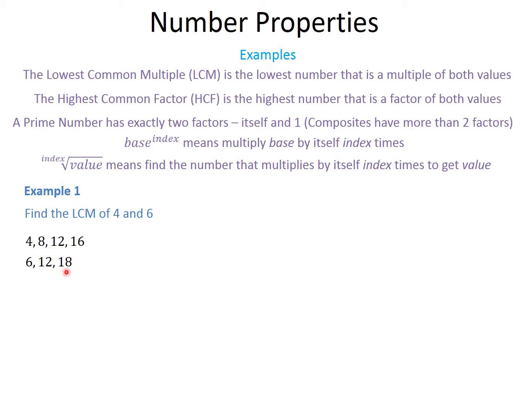So I didn't even technically have to write down the 18 here, because once I'd written down 6 and 12, I already knew 12 is now the lowest number on each list. So the lowest common multiple is 12. Make sure we state our answer clearly.